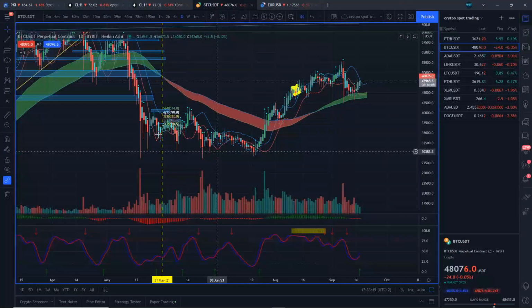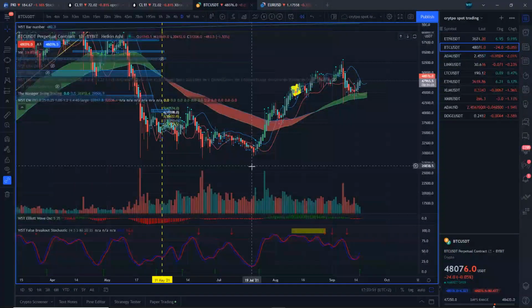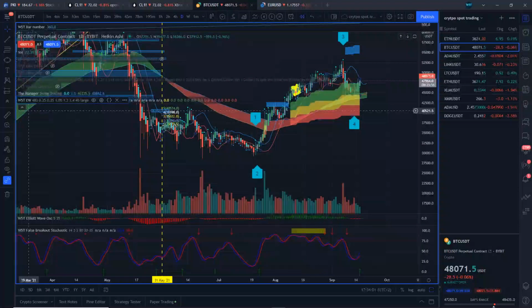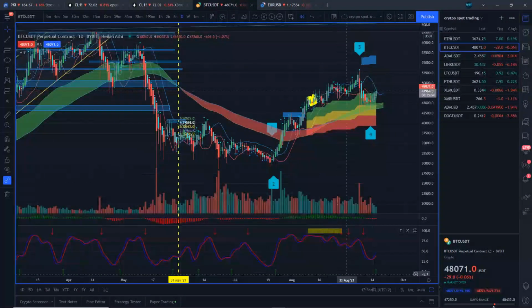Did I get that right? Change it. What's the 483? Ah, that's why, 483. There we go. Okay, so this is where we are currently on Bitcoin.